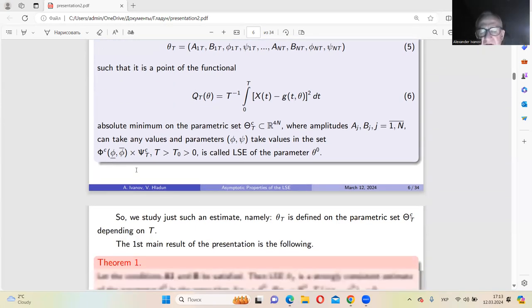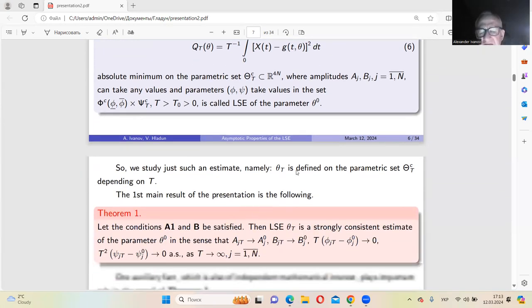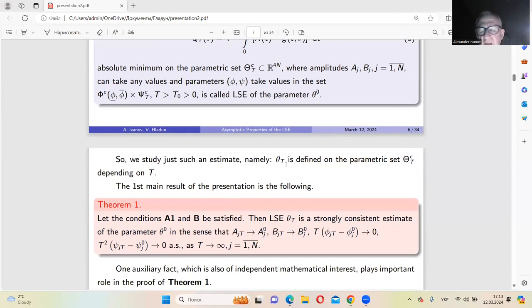So we study just such an estimate, namely, theta t is defined on the parametric set, theta t closure, depending on t. This is the answer to your question, Professor Pilipenko. It is written on slide number seven.